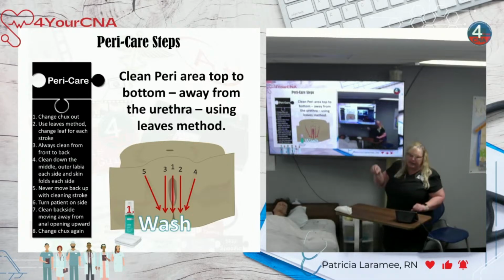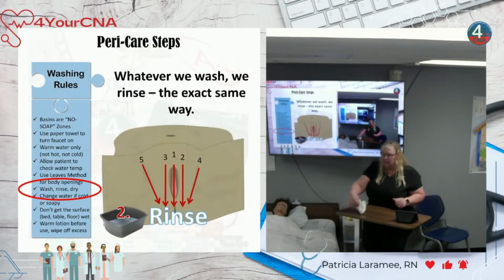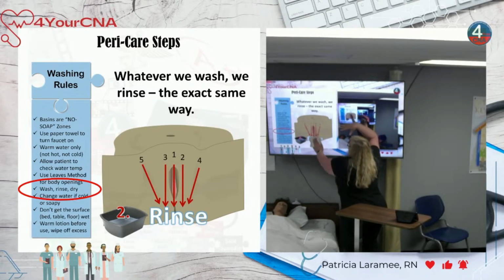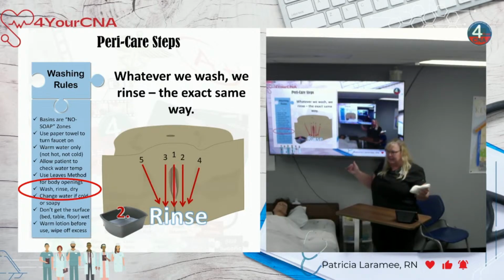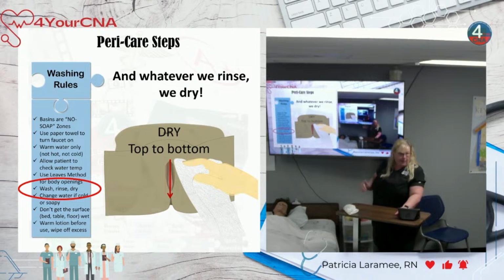Then I'm going to get a clean washcloth. Remember, only top to bottom, one direction. Then I'm going to get a clean washcloth, wring it out. We're going to hold it in that leaves method, and I'm going to hold her open and rinse down the center. Fold that over, down one side, fold that over, down the other side, fold that over, skin fold that over, and skin fold. Because whenever we wash, we rinse the exact same way. We'll set that aside on our barrier. And then I'm going to take the towel that's on her legs and dry, top to bottom.